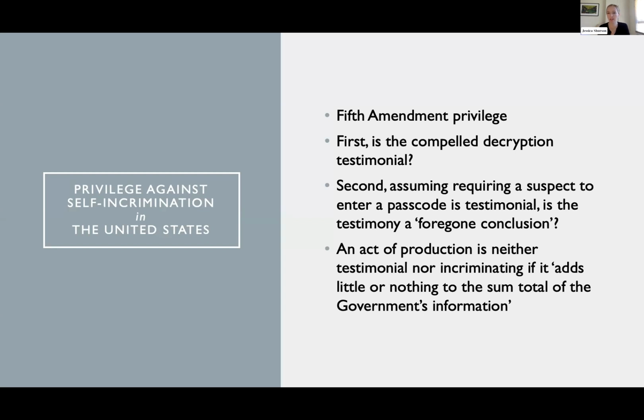They already know that the suspect has control of the laptop. So by entering a passcode, the suspect isn't now showing that he controls it. The police already knew he controlled the laptop, so it's not adding anything to the government's case against the suspect. If that is the case, if the government can show that it is a foregone conclusion, then it does not violate the privilege against self-incrimination.